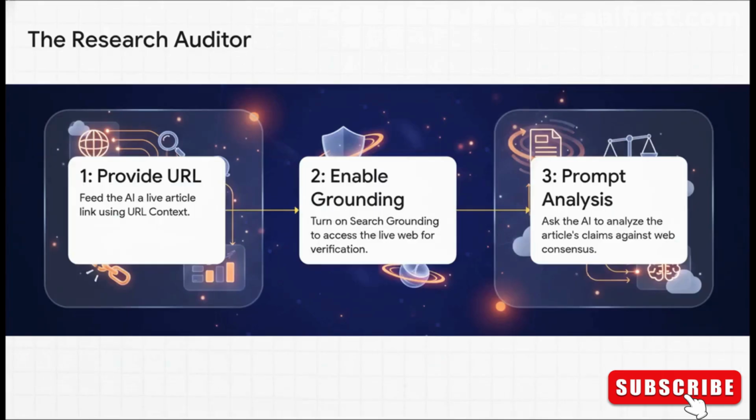So let's put this all together with a real-world example. Say you want to fact-check a news article you just read. Step 1, you grab the link and pop it into the AI using that URL context tool. Step 2, you flick on search grounding so it can access the live web. And step 3, you just ask it, hey, can you verify the claims in this article against what everyone else is saying online? And boom, just like that, you've built yourself a super-powered automated research assistant.